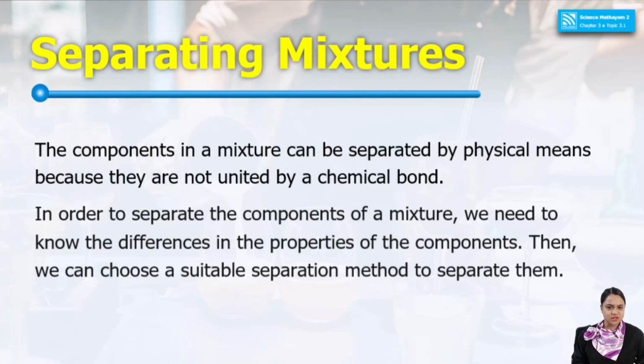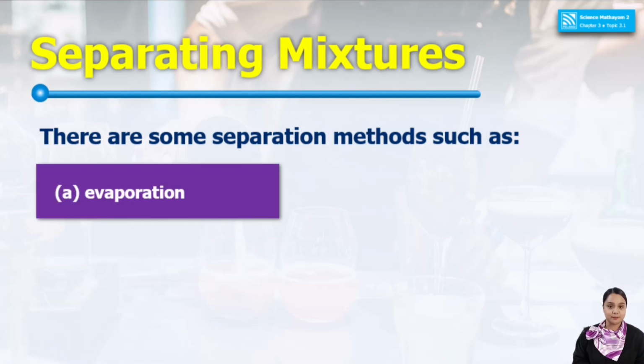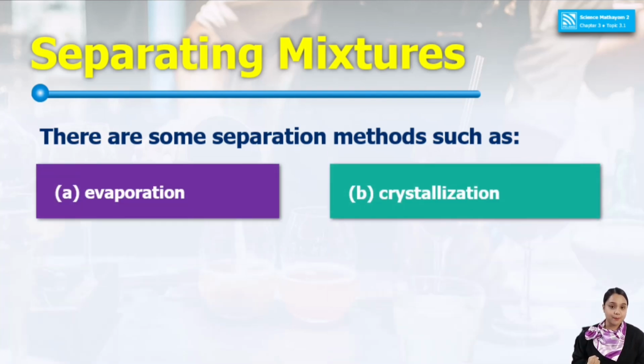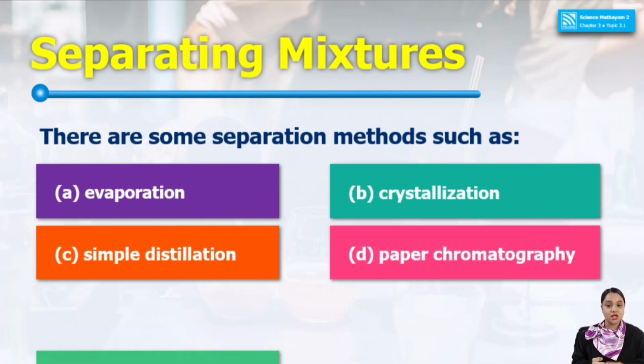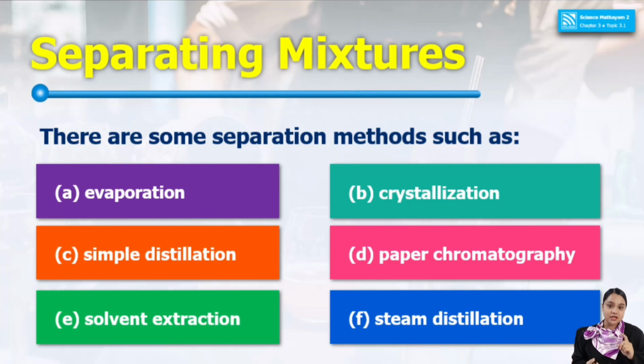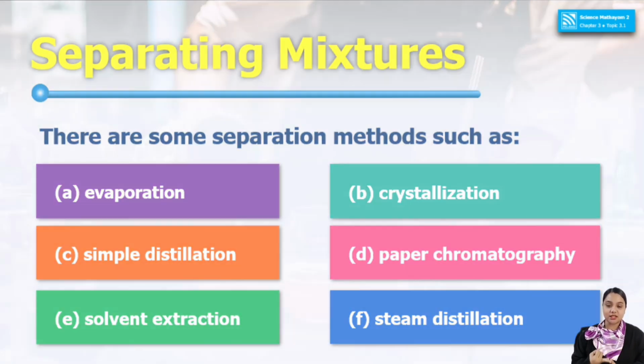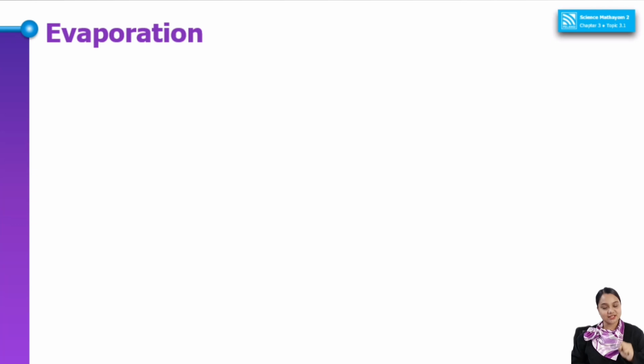So why do we need to separate mixtures? The substances in a mixture are not chemically joined. That is why they can be separated. Scientists choose the best method by looking at properties like solubility, boiling point, and of course particle size. So today we will learn 6 methods of separating mixtures. They are number 1, evaporation, number 2, crystallization, number 3, simple distillation, number 4, paper chromatography, number 5, solvent extraction, and number 6, steam distillation. And now let us begin with the first method.